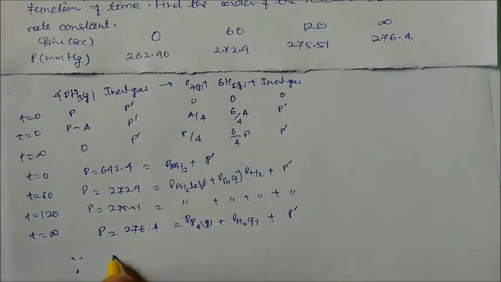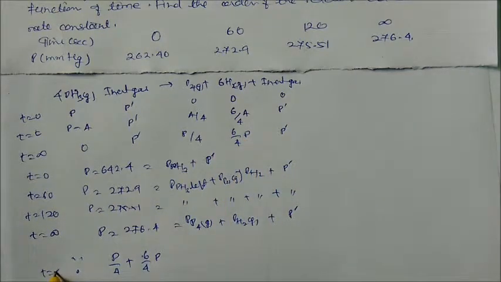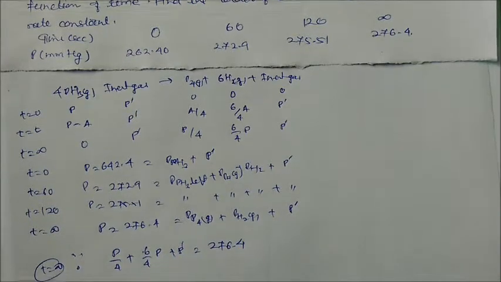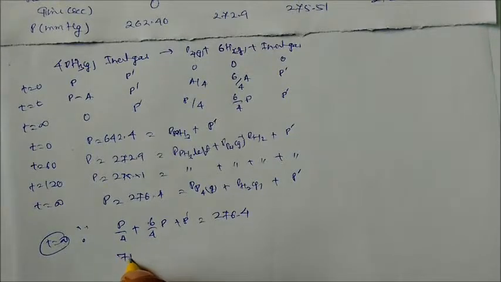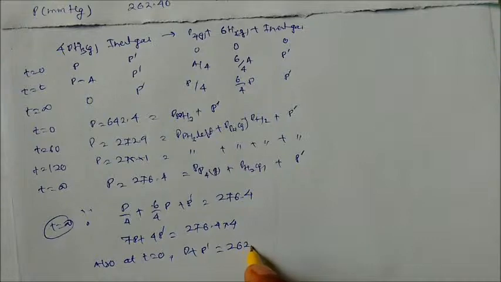So P by 4 plus 6 by 4P, and plus we can calculate, we are taking T equal to infinity. So here total pressure will be how much? This is P dash is equal to 276.4, which is already given here. So now if you calculate it, it becomes 7P plus 4P dash is equal to 276.4 into 4. Also if you take it at T equal to 0, then P plus P dash is equal to 262.4.